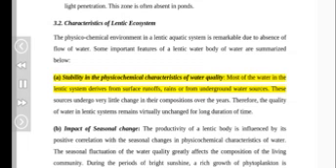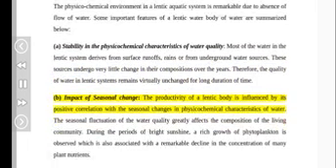3.2. Characteristics of lentic ecosystem. The physico-chemical environment in a lentic aquatic system is remarkable due to the absence of flow of water. Some important features of a lentic body of water are summarized below. A. Stability in the physicochemical characteristics of water quality. Most of the water in the lentic system derives from surface runoffs, rains or from underground water sources. These sources undergo very little change in their compositions over the years. Therefore, the quality of water in lentic systems remains virtually unchanged for a long duration of time.